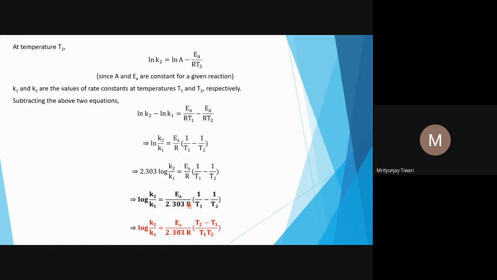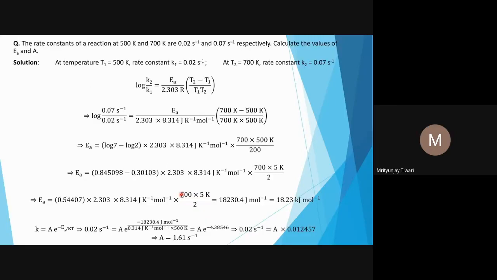The value of R we know already, 8.314, and its unit is joule per Kelvin per mole. So the only unknown thing will be EA, which we can easily get. Once we get the value of EA, we can go back to the Arrhenius equation, that is K is equal to A, the pre-exponential factor, into e to the power minus EA by RT. There, once we know the value of EA, we can put the rate constant at any temperature, take the corresponding temperature, and thus we can get the value of the pre-exponential factor A as well. And that is what we are going to follow in this numerical problem, the same process.